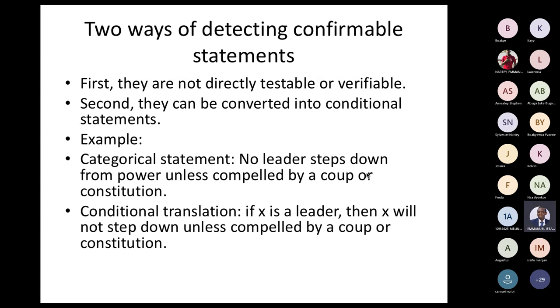Now, let's look at this example. Categorical statement: no leader steps down from power unless compelled by a coup or constitution. Now, convert it to a conditional. If X is a leader, then X will not step down unless compelled by a coup or constitution. Now, it is only confirmable statements that you can convert into conditional statements.